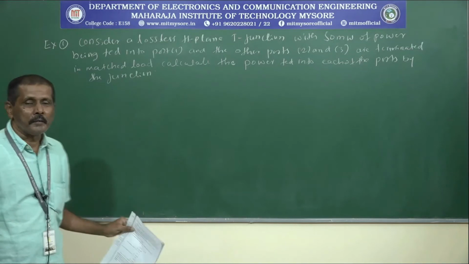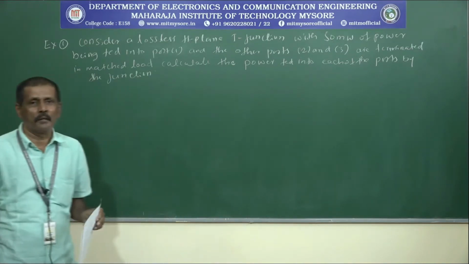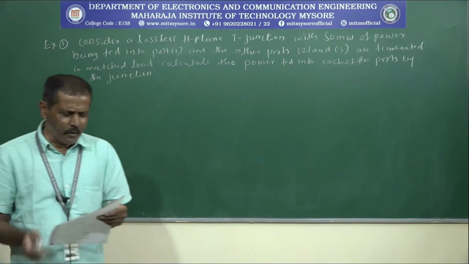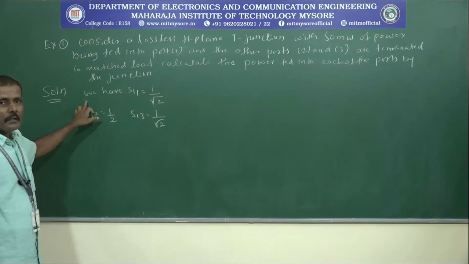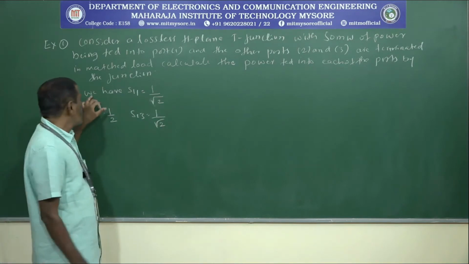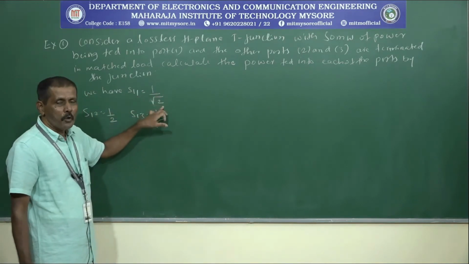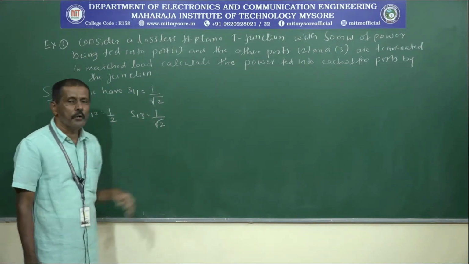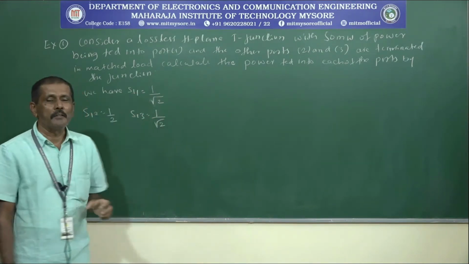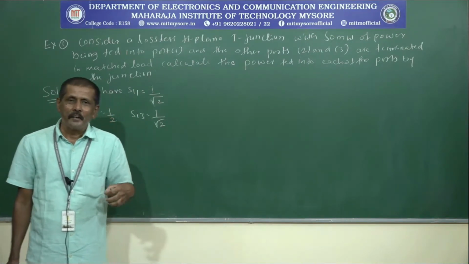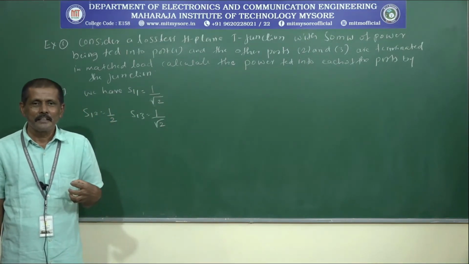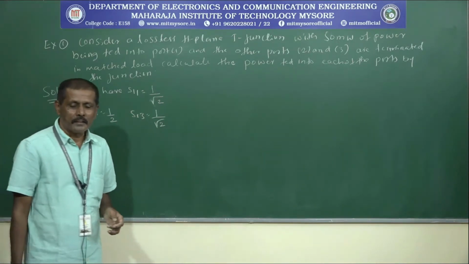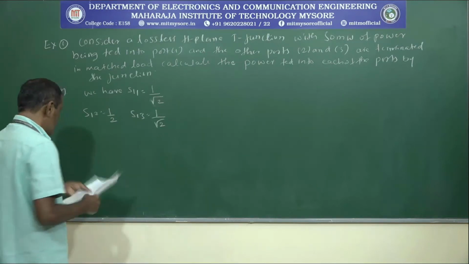To solve this particular problem, you have to remember the 8 properties we have studied and try to solve the problem. To solve it, we have S11 equal to 1 by root 2, S12 equal to 1 by root 2, and S13 equal to 1 by root 2. These are the values we have taken from the S matrix. Once you get these values, substitute them and get the equations.